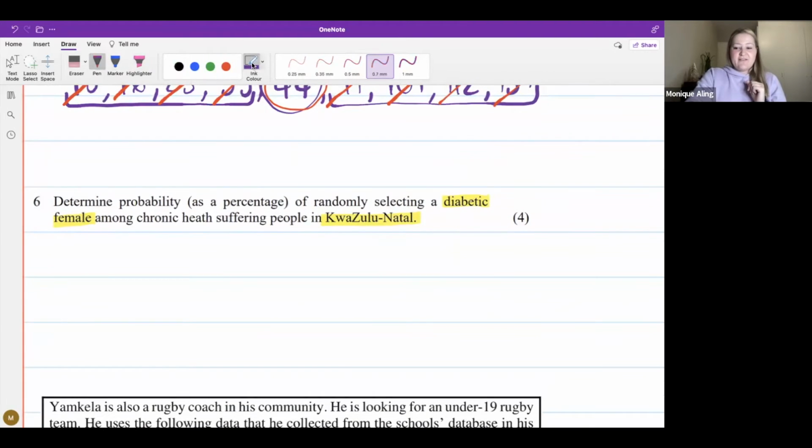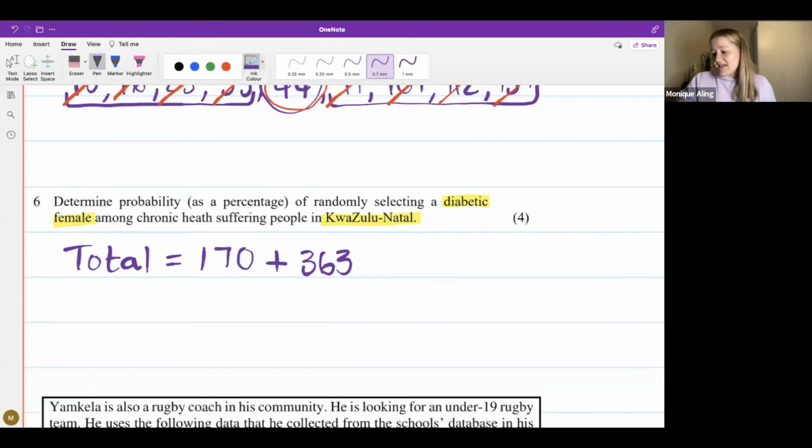Ma'am, I got the answer. What did you get? I got 20.47%. Good. Well done. That's perfect. Fantastic, Ben. Good work. So what Ben did there, he got the right answer. He first worked out the total for KZN: 170,000 plus 363,000 plus 757,000. So that means there's a total of 1,290,000 people sick with chronic illnesses in KZN.